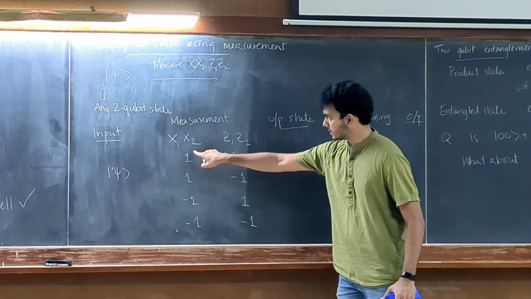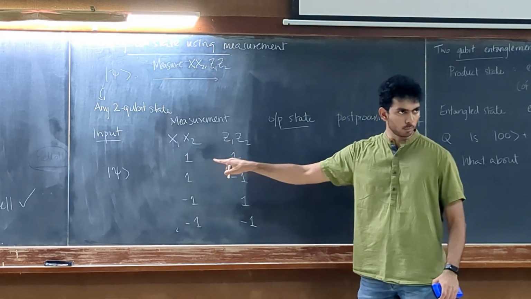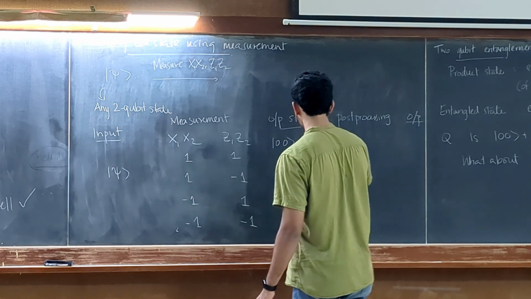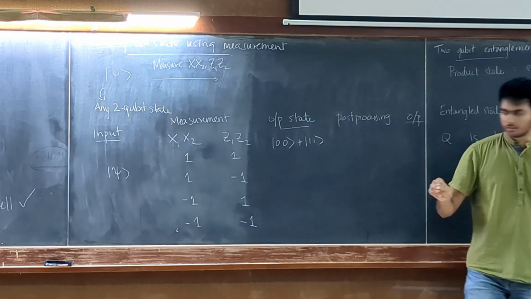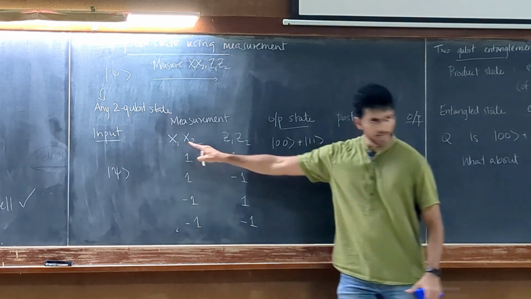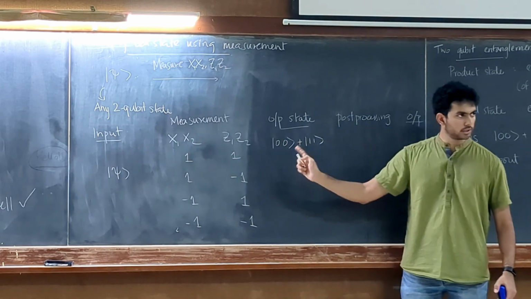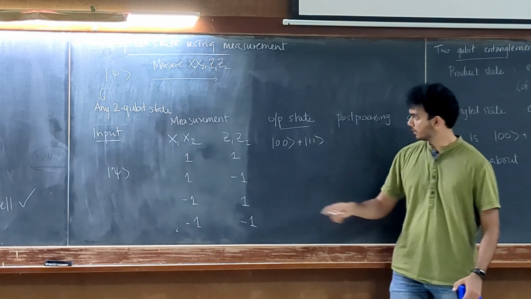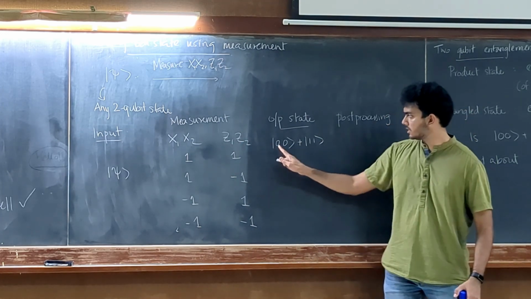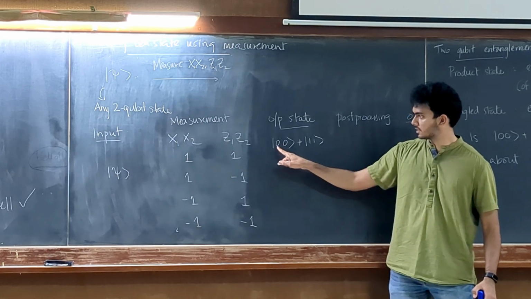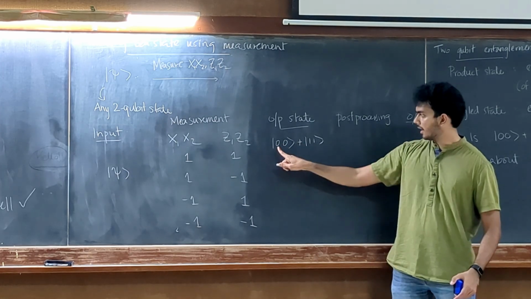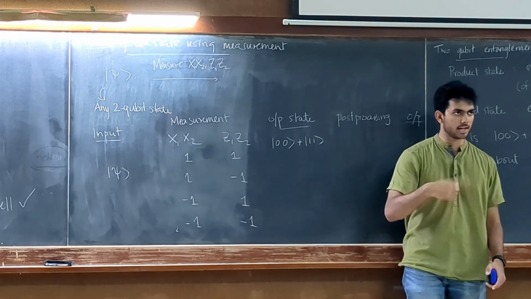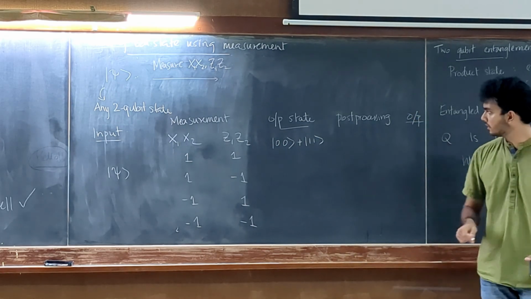If the state has eigenvalue 1 for both of these operators, then the state has to be 0, 0 plus 1, 1. Right? Because if you apply X1, X2, it's flipping both the states, so it goes to itself, which means the eigenvalue is 1. If you measure Z1, Z2, it just measures whether the state is in upstate or downstate, and 0, 0 gives eigenvalue 1, 1, 1 also gives eigenvalue 1 because it's minus 1 times minus 1.